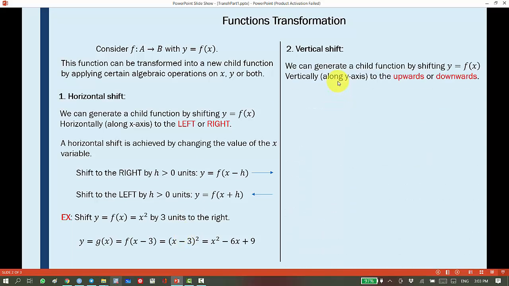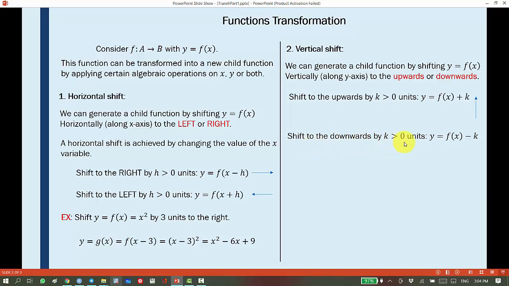Vertical shift is generated by shifting the parent function vertically along the y-axis or parallel to the y-axis. This vertical shift can be either upwards or downwards. Shift upwards by k, which is positive units, is achieved by adding k to the value of y. Since vertical shift is achieved by change in the value of y, this k is being added to the value of y, and that shifts the parent function k units upwards.